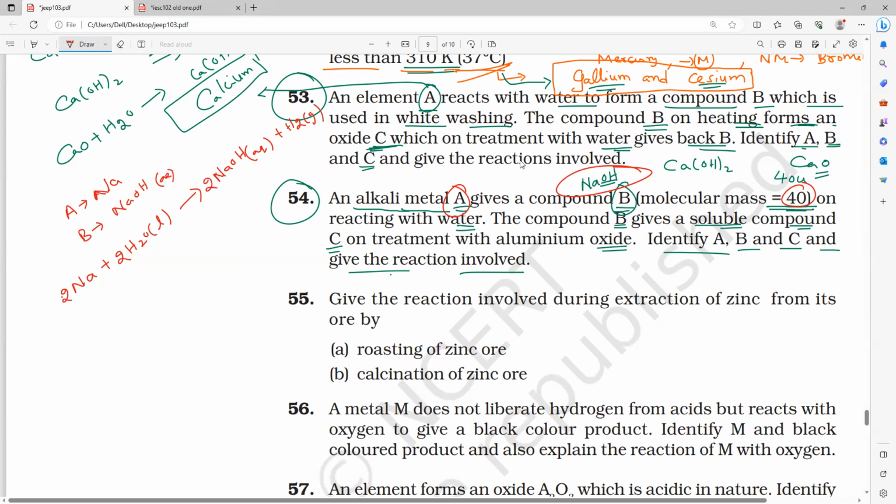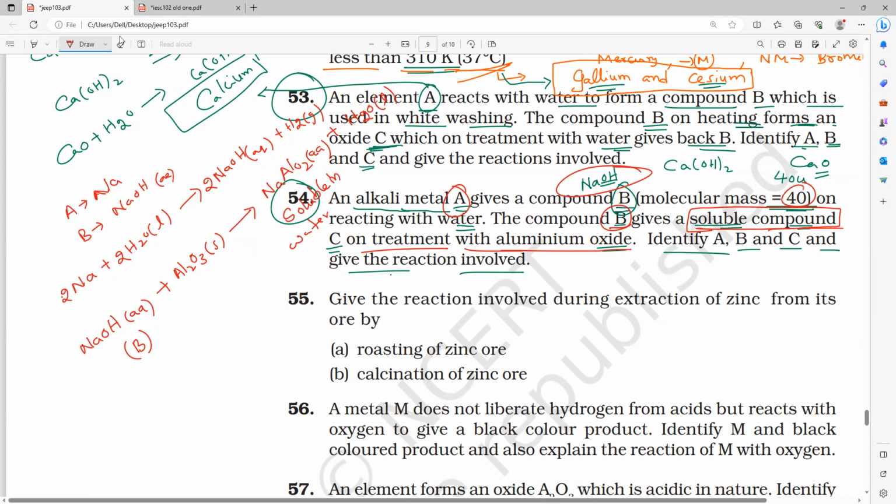Now this NaOH, compound B, gives a soluble compound on treatment with aluminum oxide. So sodium hydroxide reacts with aluminum oxide, Al2O3. What are the products? The soluble compound is sodium aluminate, NaAlO2. Soluble in water, so we have to write aqueous, plus H2O.